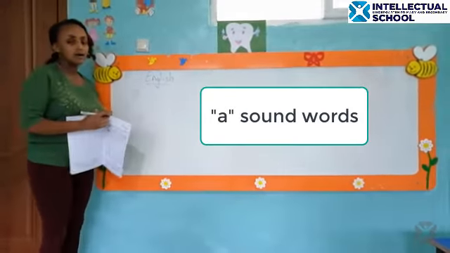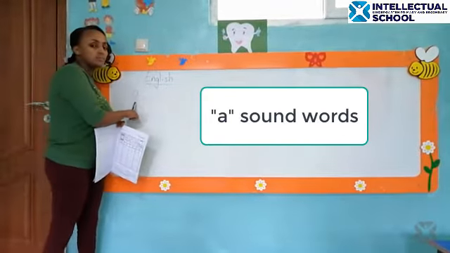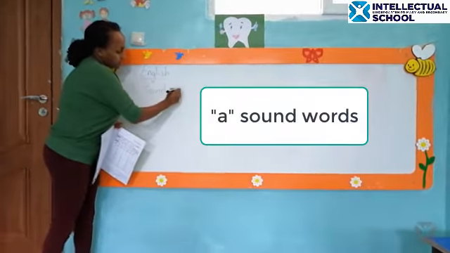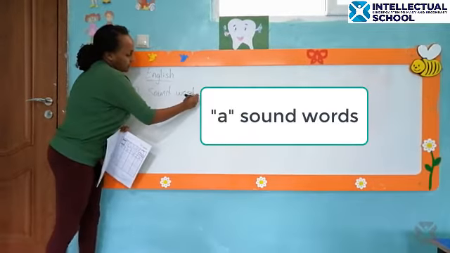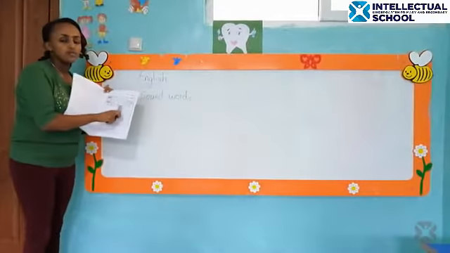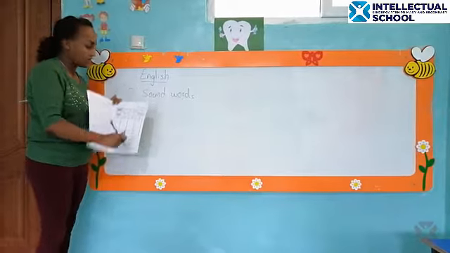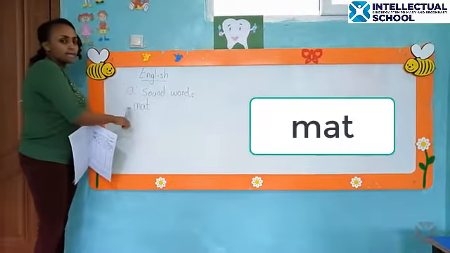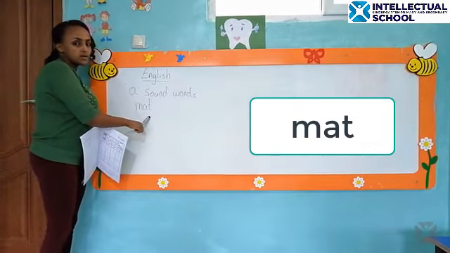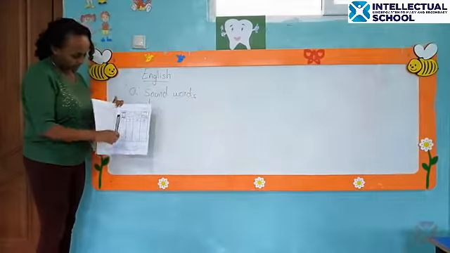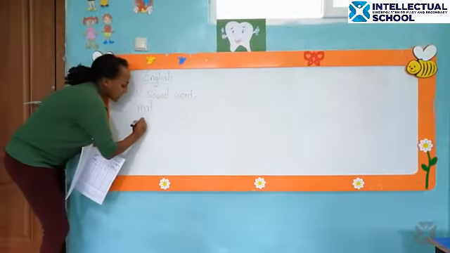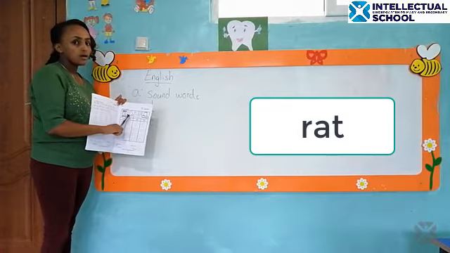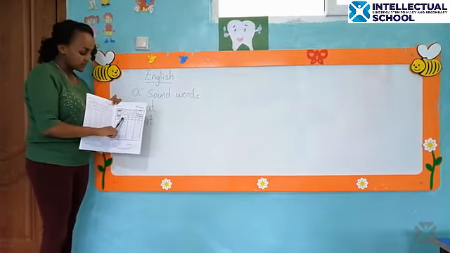These are a sound words. What is the sound? A. A sound words. Together we are going to read these 4 words that have a sound, okay? Mat. What is this word? Mat. The next word is rat. What is the second word? Rat. I hope you have said it properly.